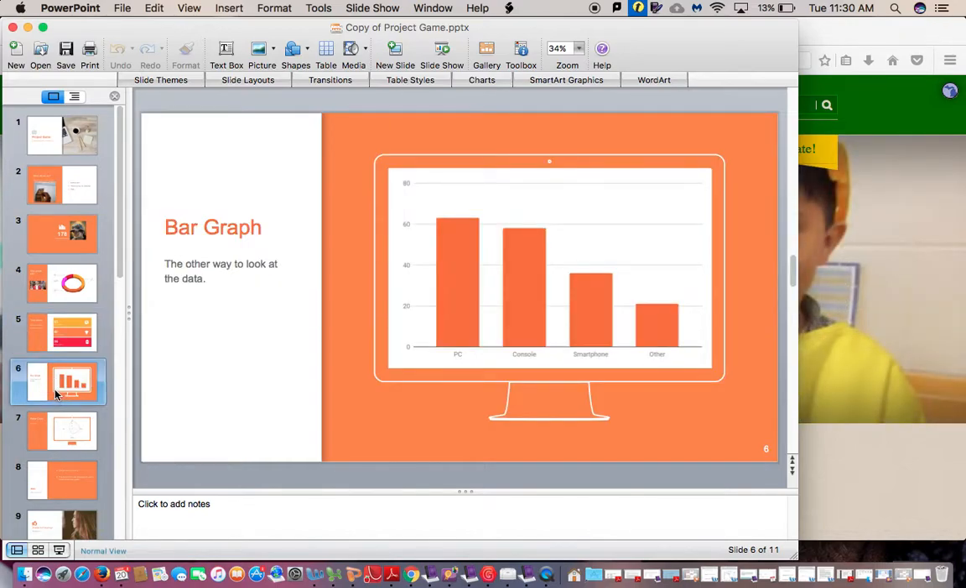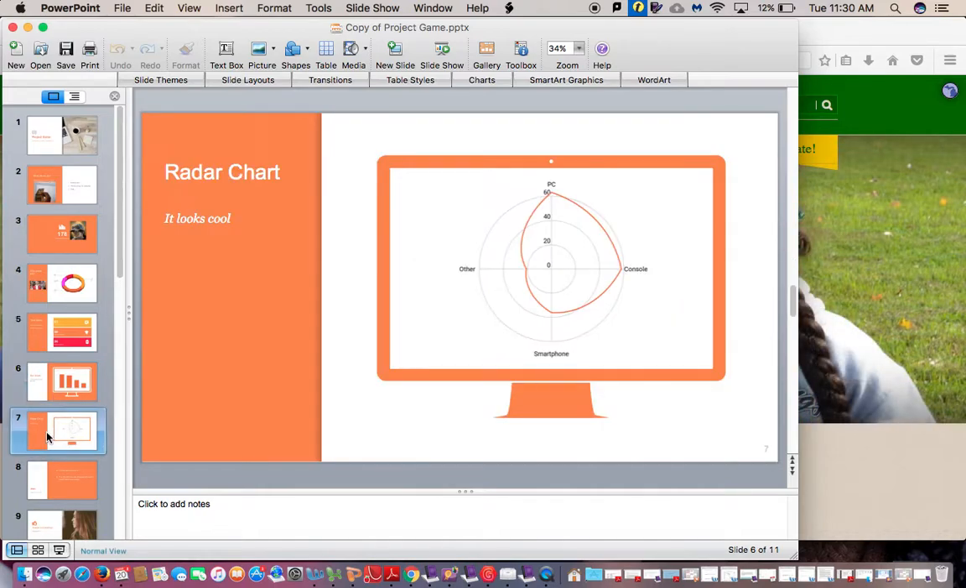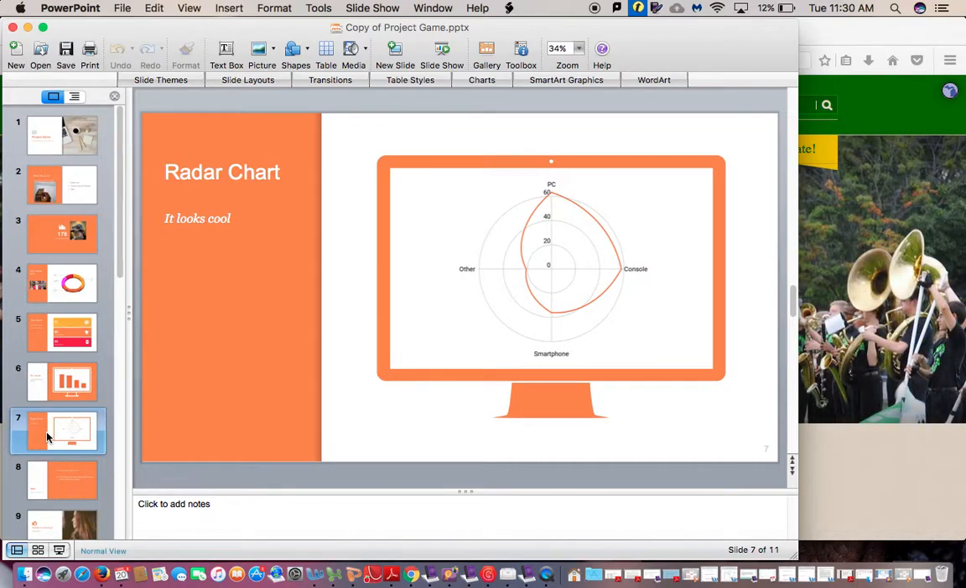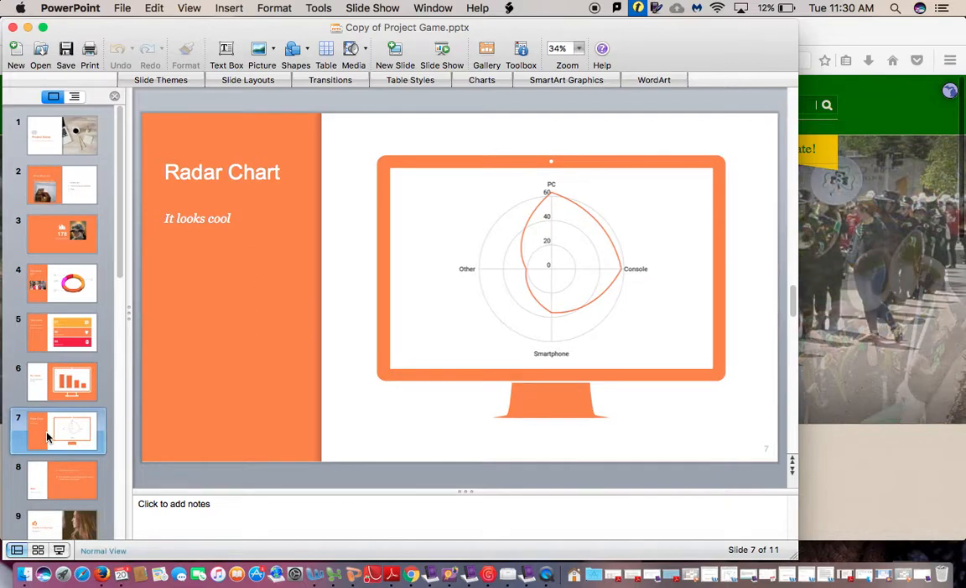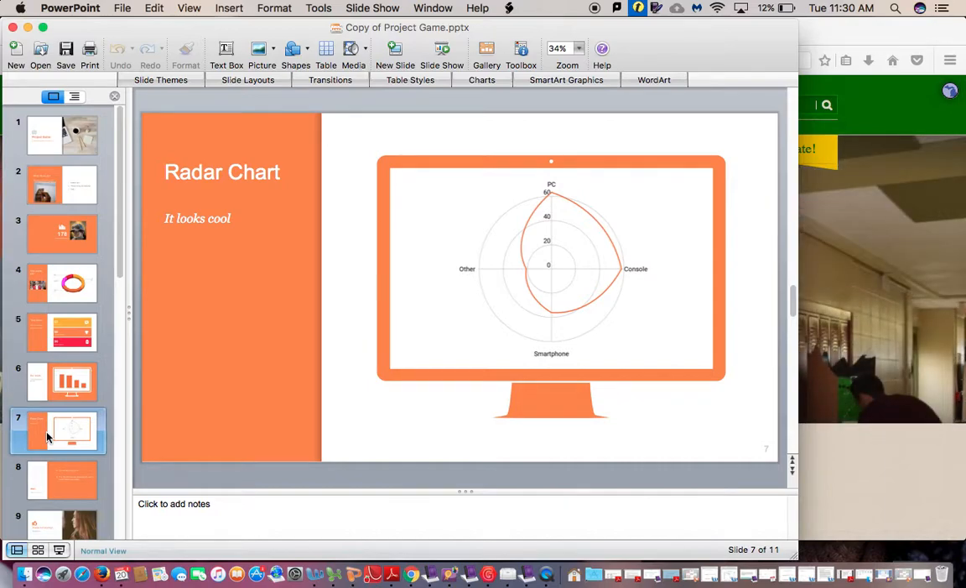So the bar graph pretty much shows the same data, just in a bar graph relative to the others, showing what has more and what has less. And the radar chart, it looks cool, and it shows which way the data leans. So it leans away from things that have less and more towards PC and console, for example, which have much more than smartphone and other. And it's leaning away from other towards smartphone, console and PC.